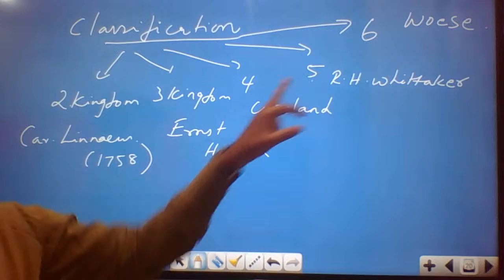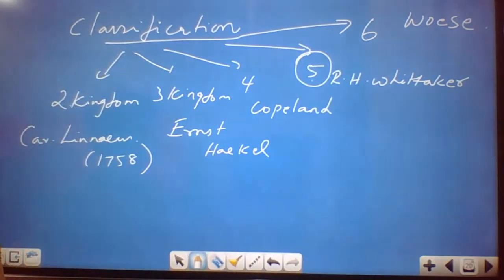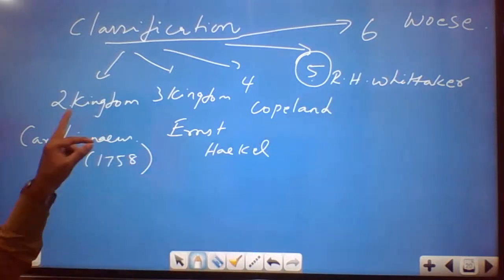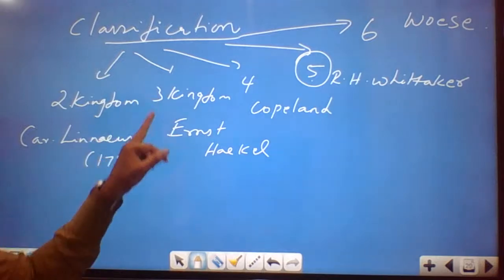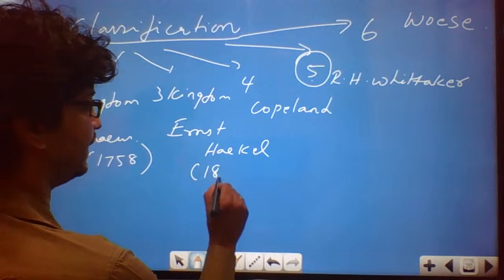So from any part you can get a question, because most commonly we discuss only the five kingdom concept in most of the textbooks, but you should also understand the proposals, right? Who proposed what? Two kingdom concept by Carolus Linnaeus, three kingdom concept by Ernst Haeckel in the year 1866.